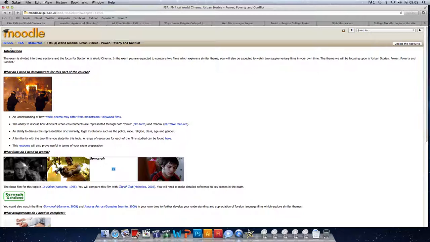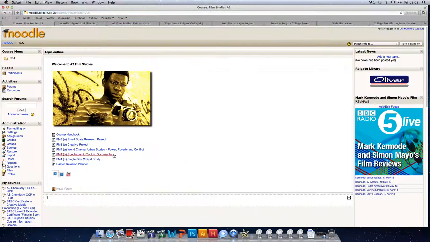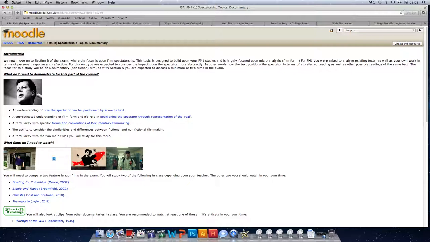If we go back now to, let's get that away, and section B, documentary. Again, the format's pretty similar. You've got an introduction here which explains the context of what we're doing. You've got what you need to demonstrate, the films, stretch and challenge, and again at the bottom, past papers and, you know, all the usual stuff.